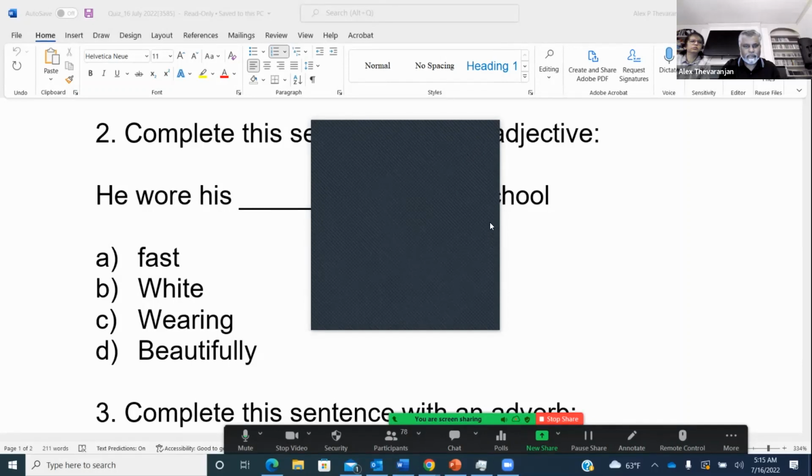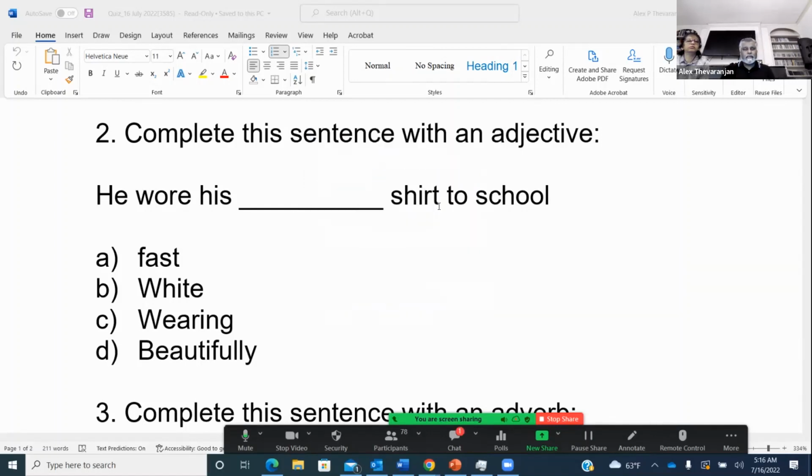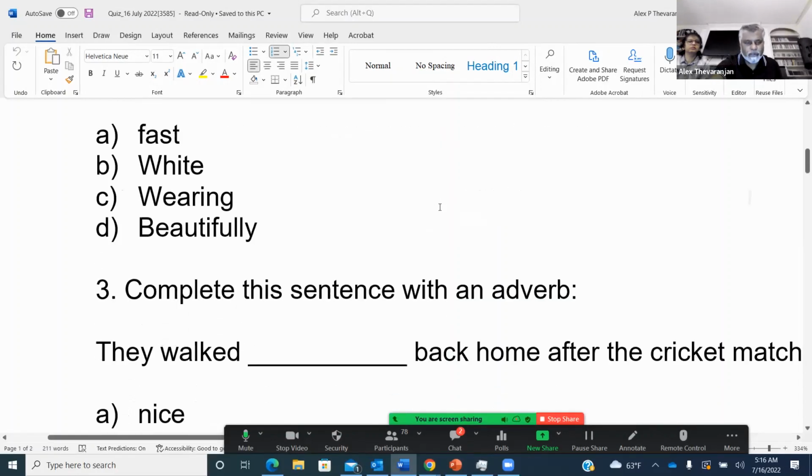Okay, very good. You are all wonderful. Teacher will be very happy. He wore his white shirt. Again, shirt is a noun: white shirt, right? Not fast shirt, not wearing shirt, not beautifully shirt, but white shirt. So white is the adjective. Very good.